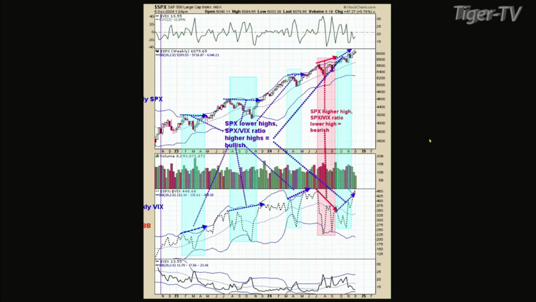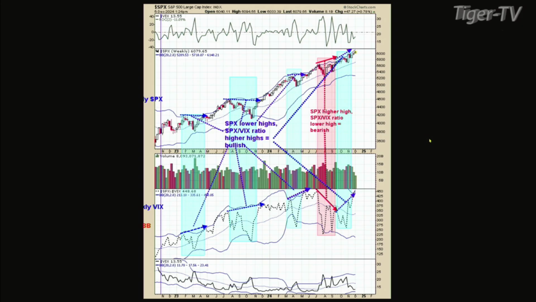Then in August and September of this year, the SPs made higher highs and the ratio made lower highs, and I noted that in pink. Now, it turns out that was a false signal. Actually, I did get out and I got back in, but the market since then has made higher highs along with the SPX-VIX ratio making higher highs. So even though it did give a signal, and it's actually a false signal, we're back on the bullish bandwagon, I guess you might say now.